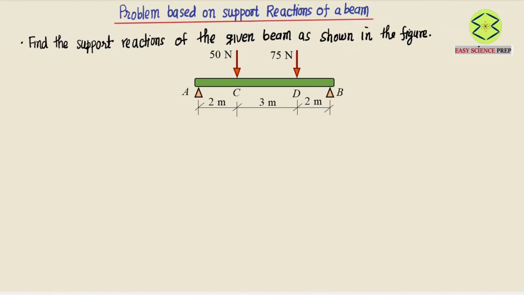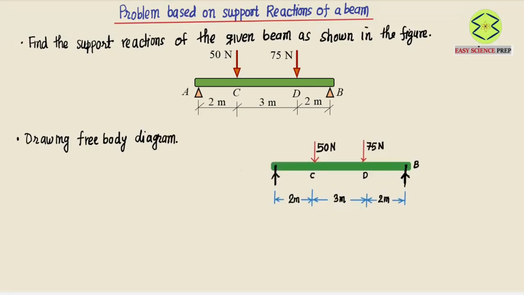As far as the solution is concerned, we first draw the free body diagram of the beam. The free body diagram will look very similar to the question itself. We have point A here, point B. At point A we have a support reaction, we call it RA, and at point B we have a support reaction, we call it RB. So the question is very simple. This is a simple free body diagram.